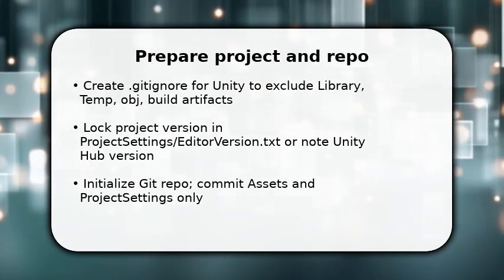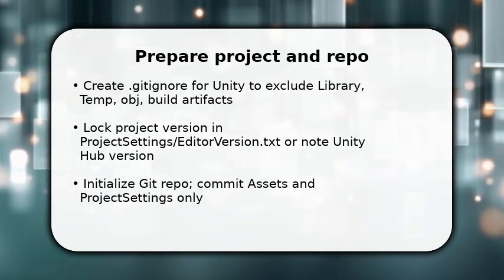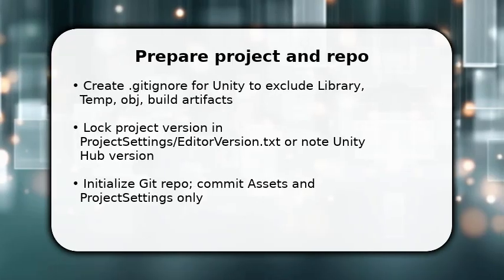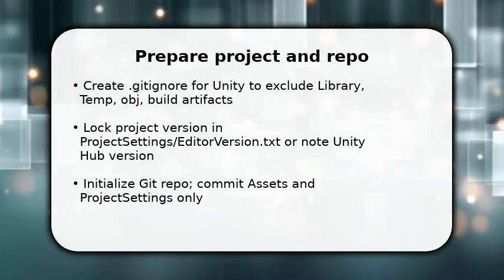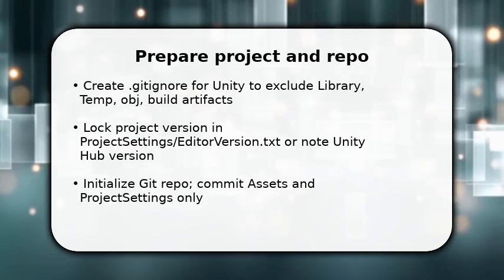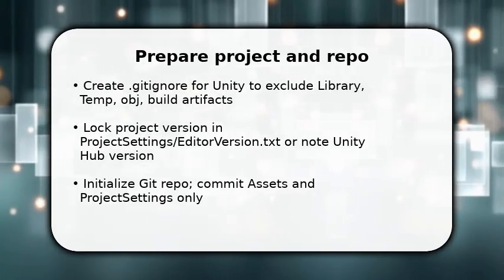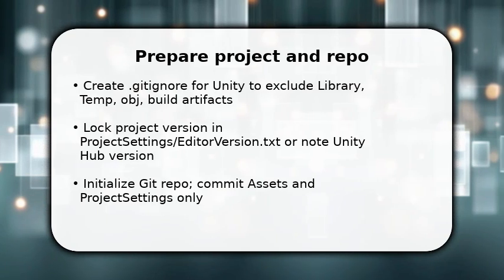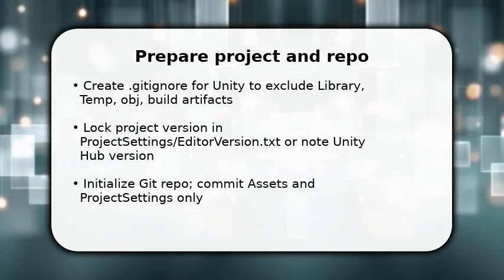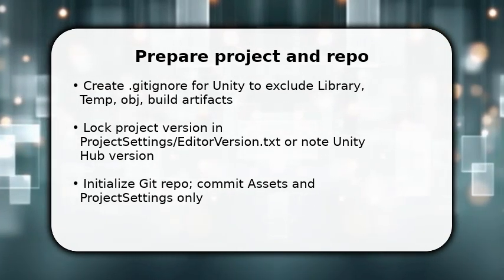Make sure you record the exact Unity editor version in project settings or Unity Hub so builds remain compatible. Initialize the Git repository and commit only Assets and ProjectSettings. Once done, push to a remote so your other computer can fetch a consistent baseline and avoid mismatched project states.